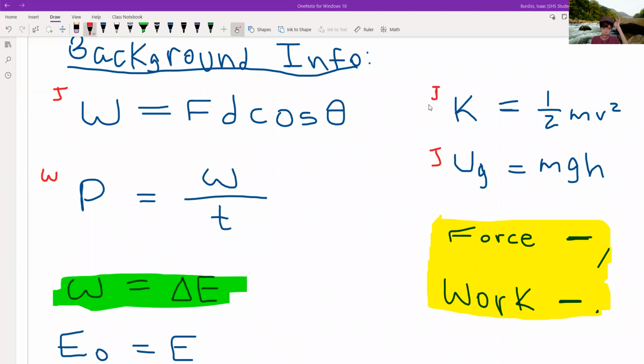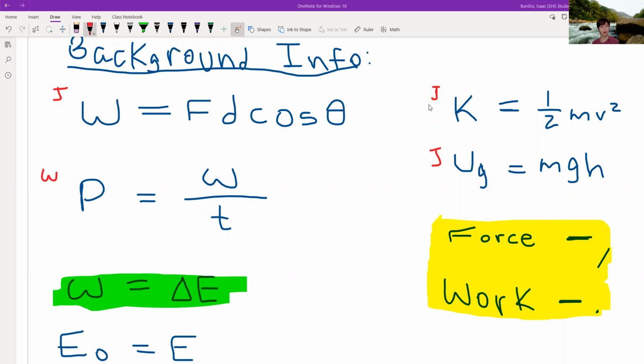Hi there. This is a review of Work, Energy, and Power, Unit 4 of AP Physics 1. So what background information do you need to know? Well, here are the equations that you need to know.